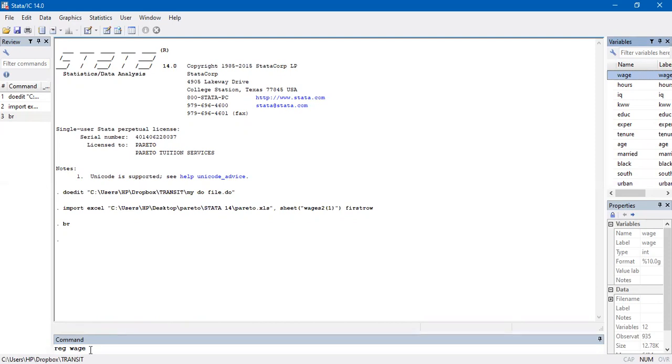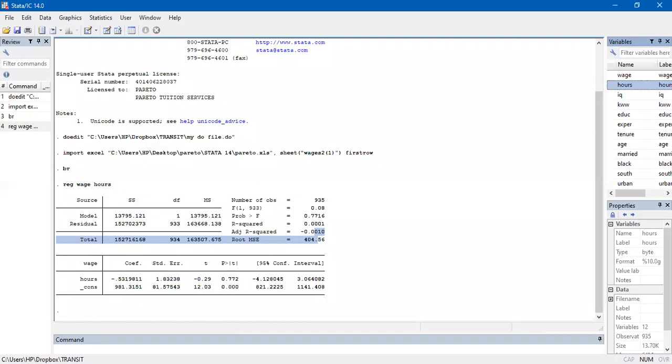So we want to regress wage. Regress wage, that is the dependent, and then maybe we are using hours of work as the independent. So we bring hours of work. So now we have reg wage hours. This is the command. So just enter.